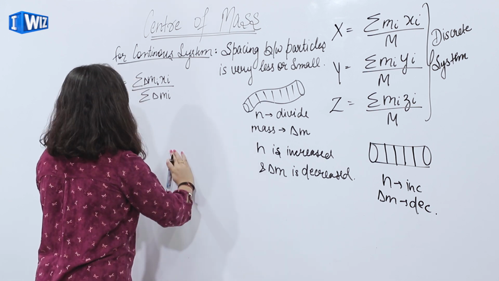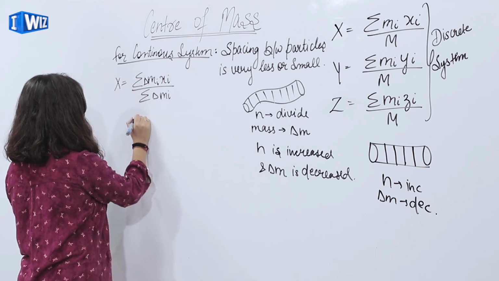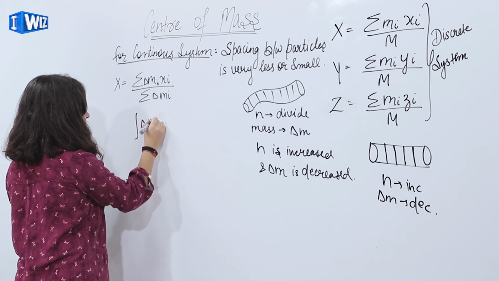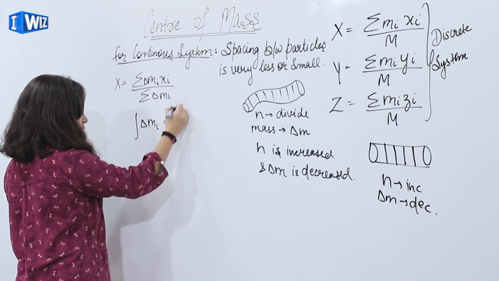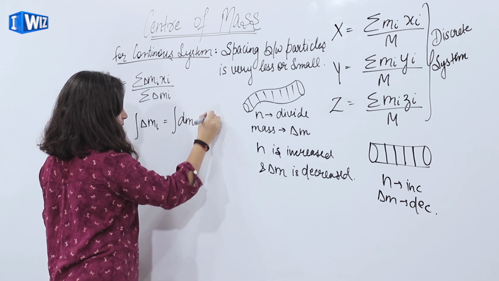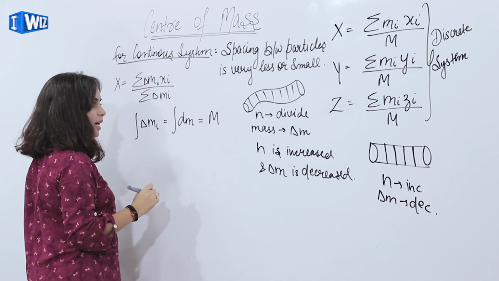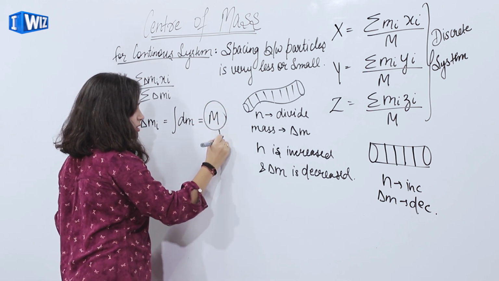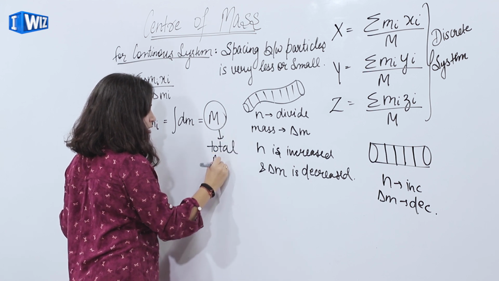So now what we'll get is the integration of delta mi, which equals the integration of dm, and we get M, where M is the total mass of the system.